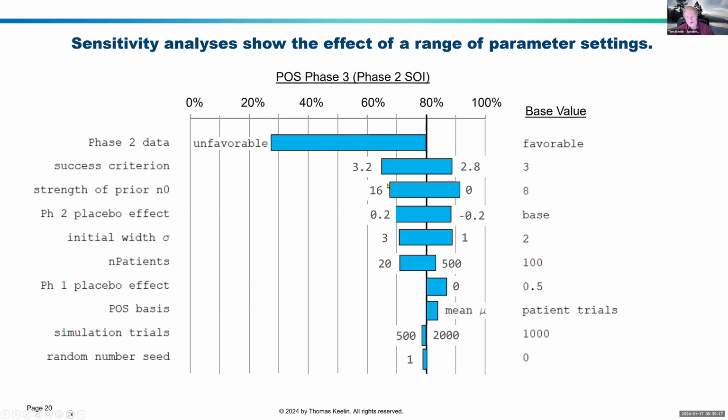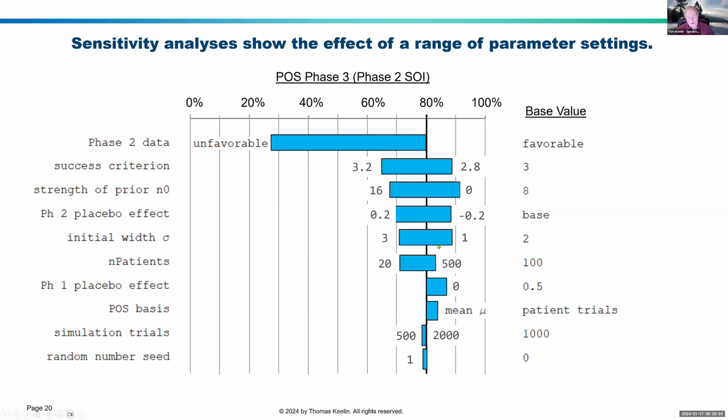What about the strength of prior N0? Here we used 8, but 0 would mean we completely ignored the phase 1 data. And if we did that, the probability of success goes up to nearly 90%, which is not surprising given that the phase 2 data is more favorable than the phase 1. But if you used, on the other hand, all of the phase 1 data, then your probability of success drops to like 68 or some such thing. The phase 2 placebo effect, if that were to increase by 0.2%, your probability of success drops to like 70 and so forth.